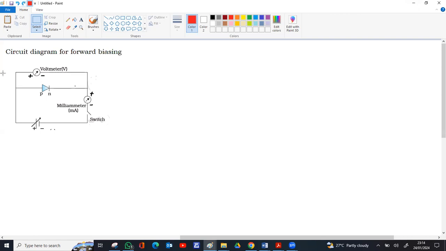A PN junction diode's symbol is a triangle with a line. The triangle side represents the P region and the line represents the N region. The diode is forward biased if the P region is connected to the higher potential, positive, and the N region is connected to the lower potential, meaning the P region is at a higher potential compared to the N region. When you do the experiment, we are supposed to measure the potential difference and the current passing through the diode.